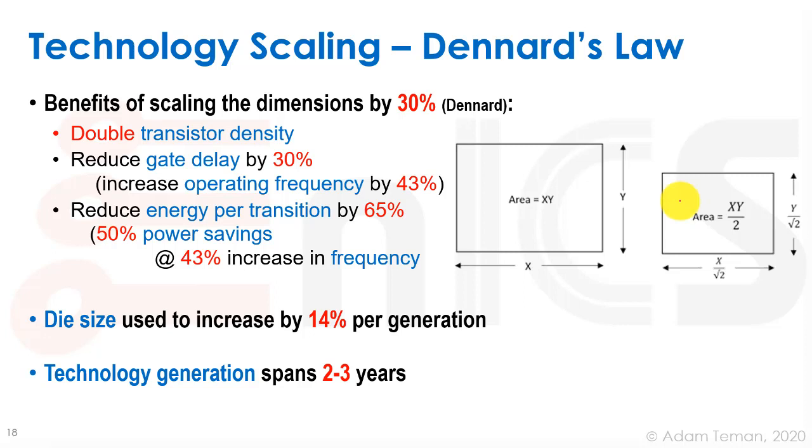It also can reduce the gate delay by 30% and thereby increase the operating frequency by 43%. We can reduce the energy per transition by 65%, which means we get a 50% power savings at a 40% increase in frequency. We also increase the die size by 14% per generation at that time to enable this, and each of these generations was about 2 to 3 years. So in the next chapter, we're going to look at Dennard's law, see how it works mathematically or scientifically, and we'll go deep into that.